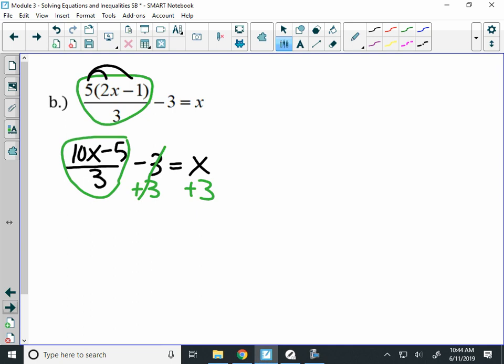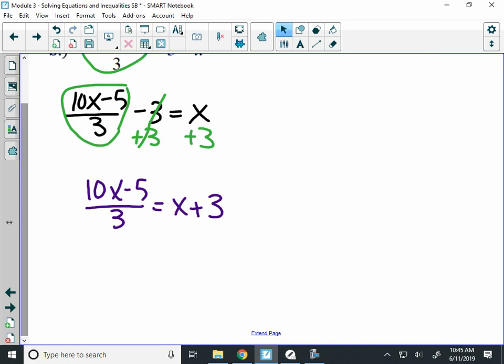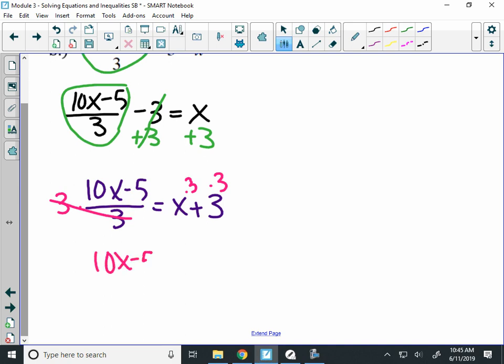Now, when I move the 3 to both sides, I end up with 10x minus 5 all over 3 equals x plus 3. Those aren't like terms, so I have to leave the plus sign. In order to move the denominator from the left-hand side, I multiply both sides by 3. Now, when I multiply the right side by 3, I technically multiply every term by 3. Not just the x, not just the 3, but both of them. So I end up with 10x minus 5 equals 3x plus 9.